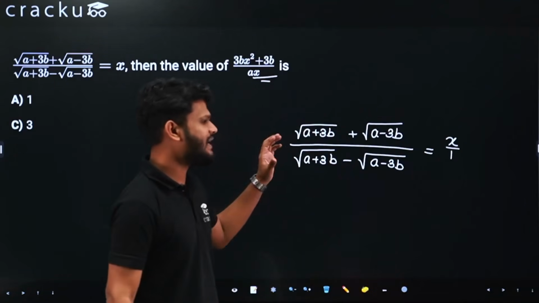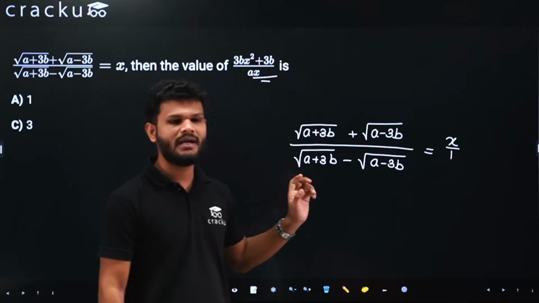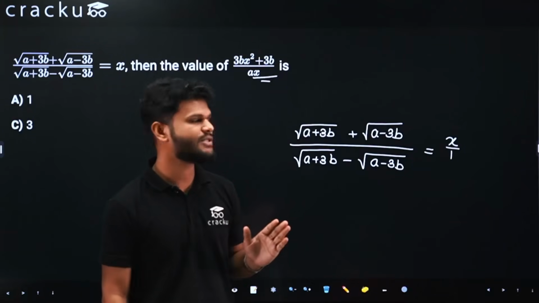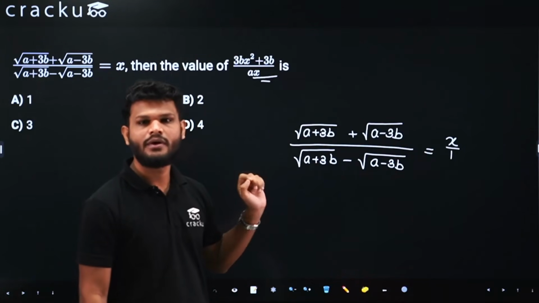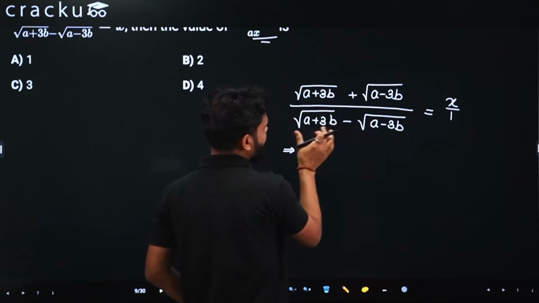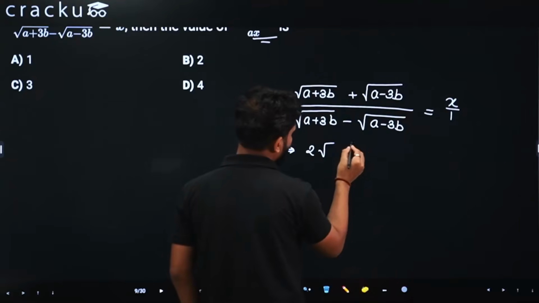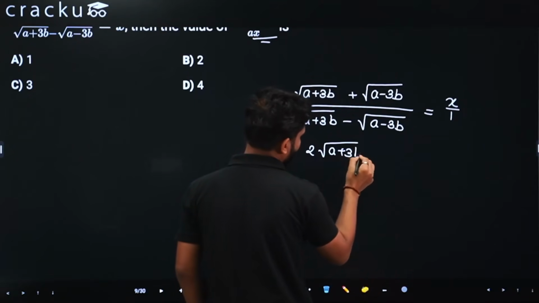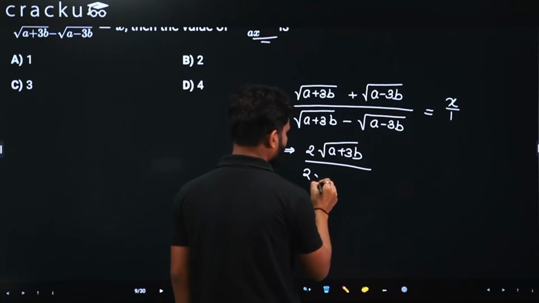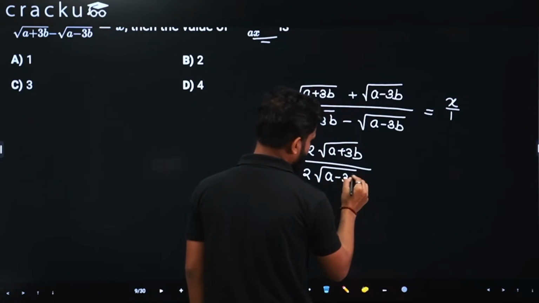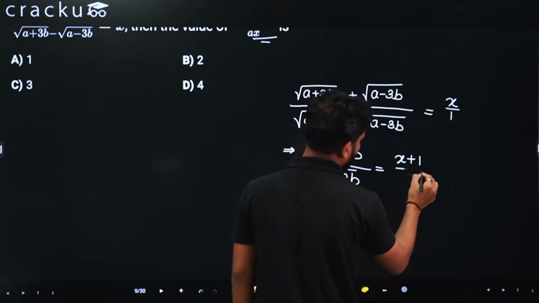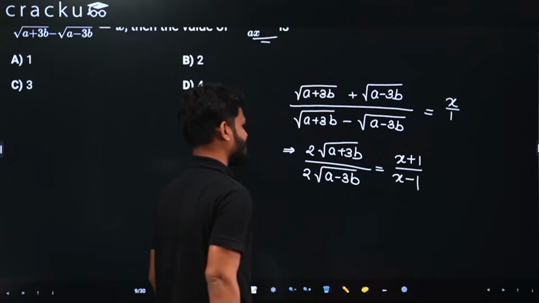Right? So whenever this type of question comes, what should come to your mind? It should come to your mind that I can use some properties of ratio. What property can you use here? You can use componendo dividendo. If you use componendo dividendo, what will you get? You will get numerator plus denominator, which will be 2 under root a plus 3b, upon numerator minus denominator, which will be 2 under root a minus 3b, is equal to numerator plus denominator x plus 1 upon numerator minus denominator, which is x minus 1.